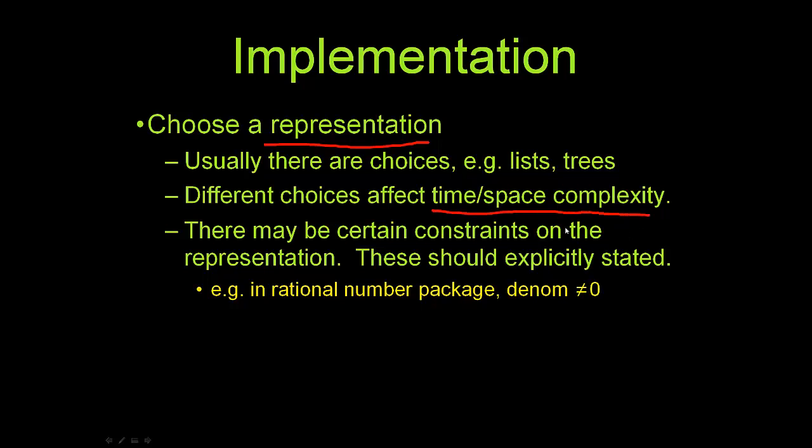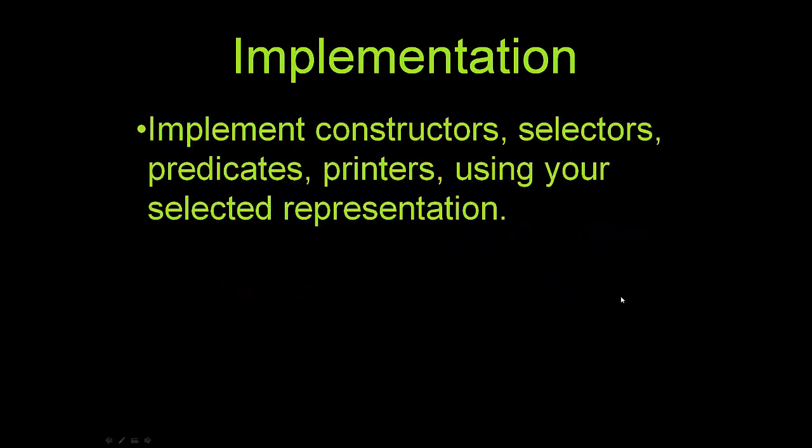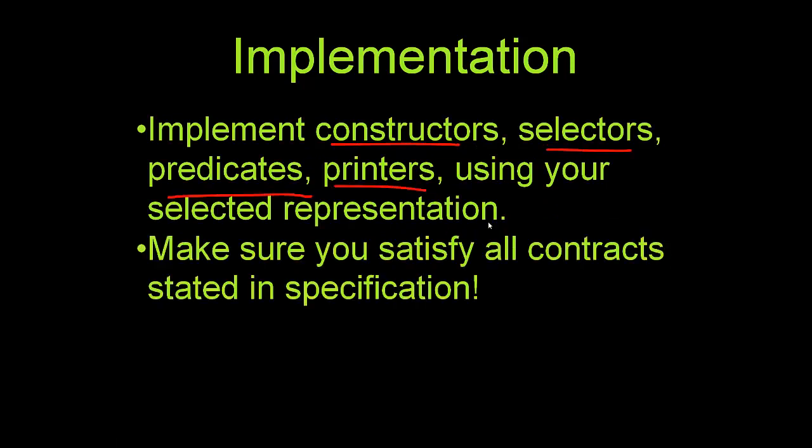And sometimes there will be some constraints that we will be imposing on the implementation. For example, in the earlier case, we saw that in the rational package, the denominator must not be 0. After that, we implement the different types of functions: constructors, selectors, predicates, and printers. Then you make sure that you satisfy all the contracts that we stated in the specifications.